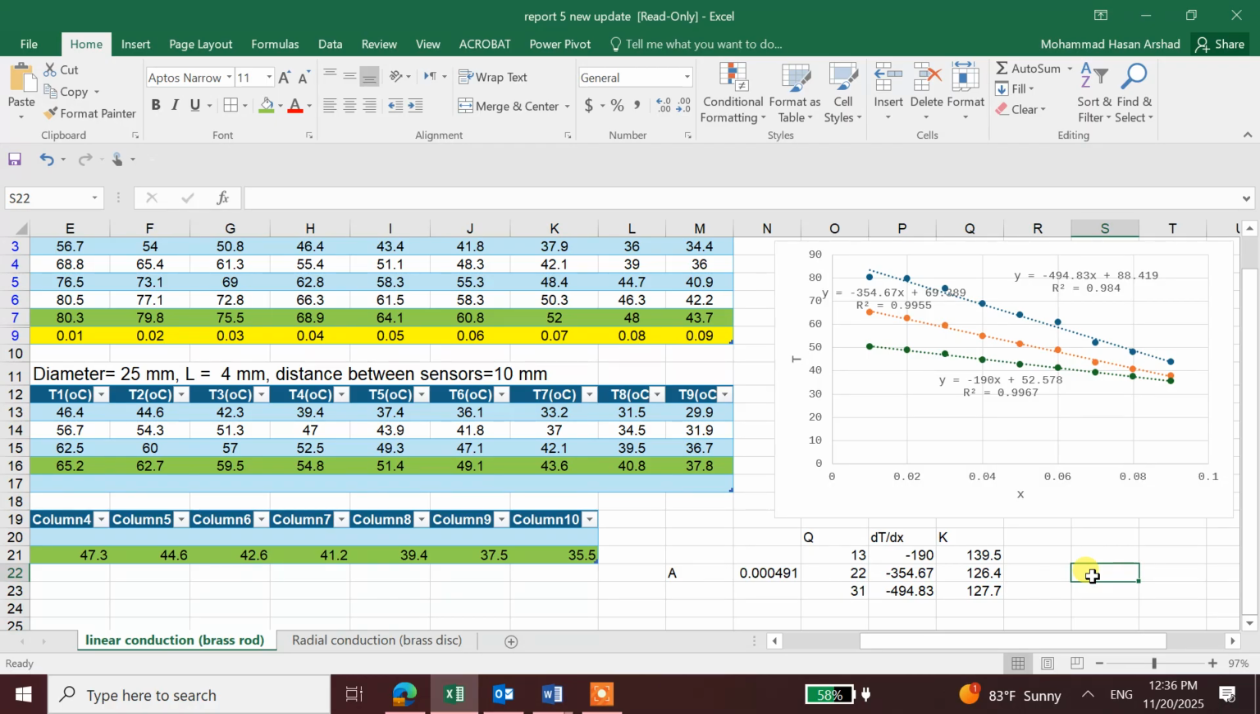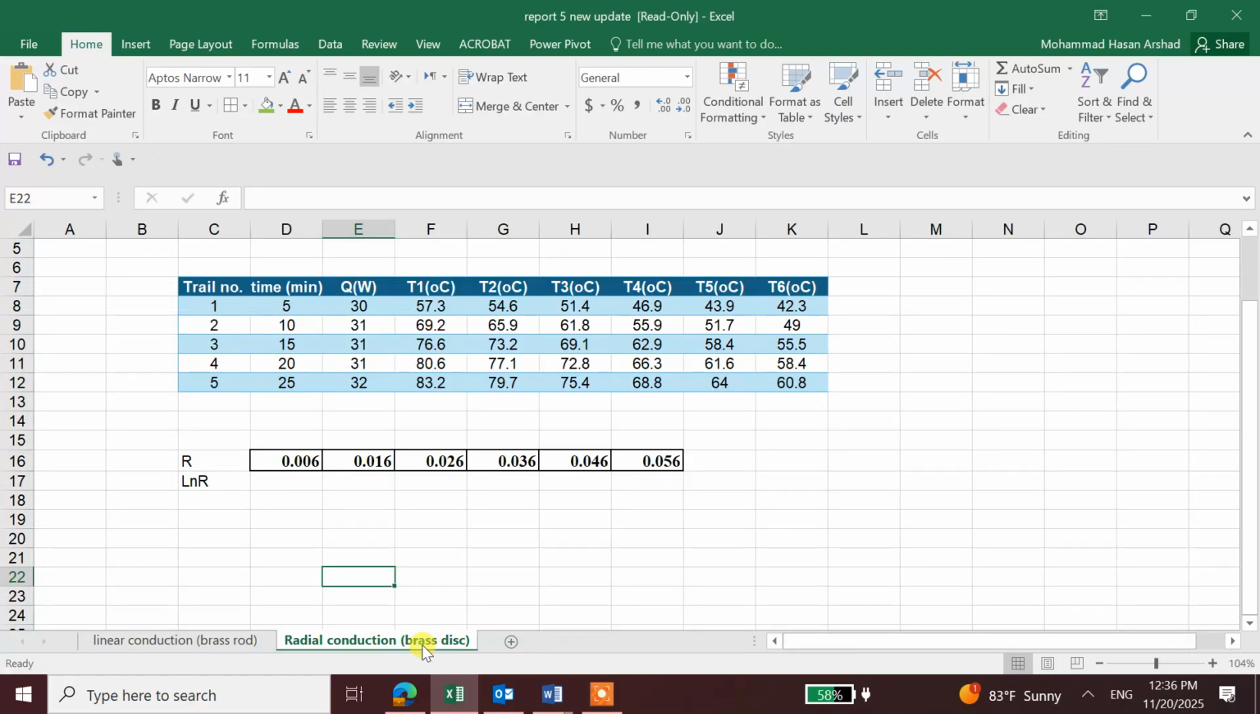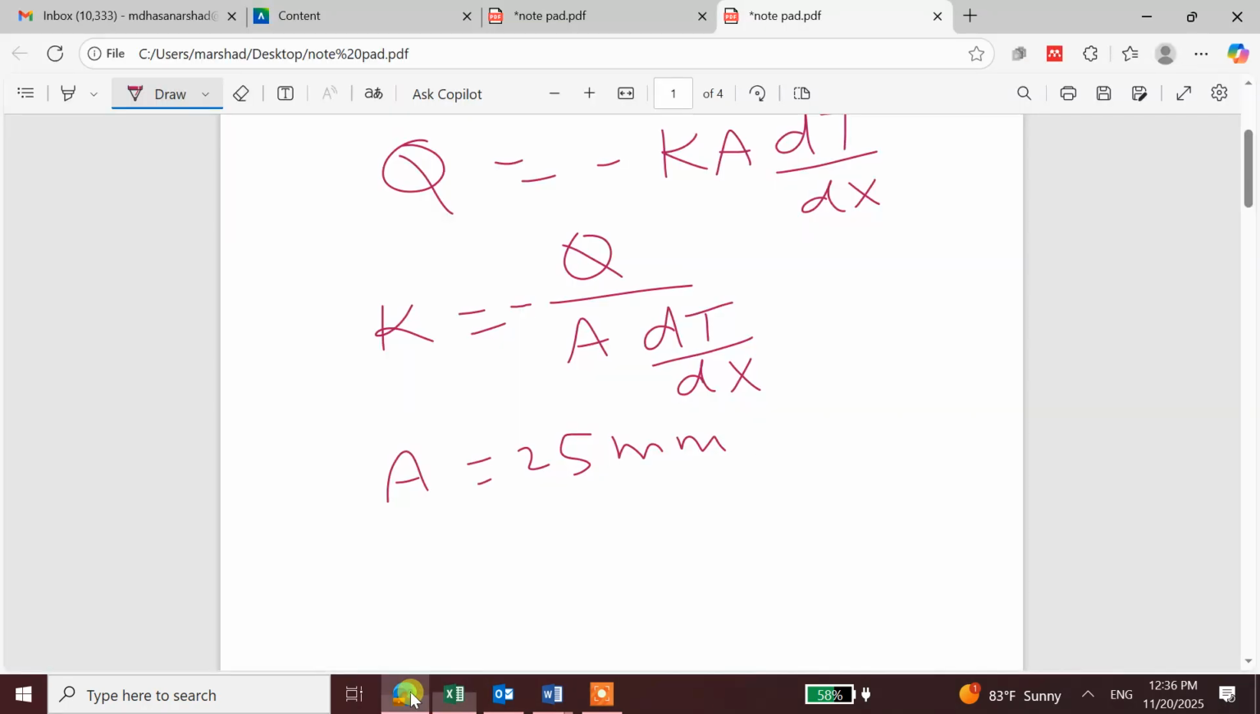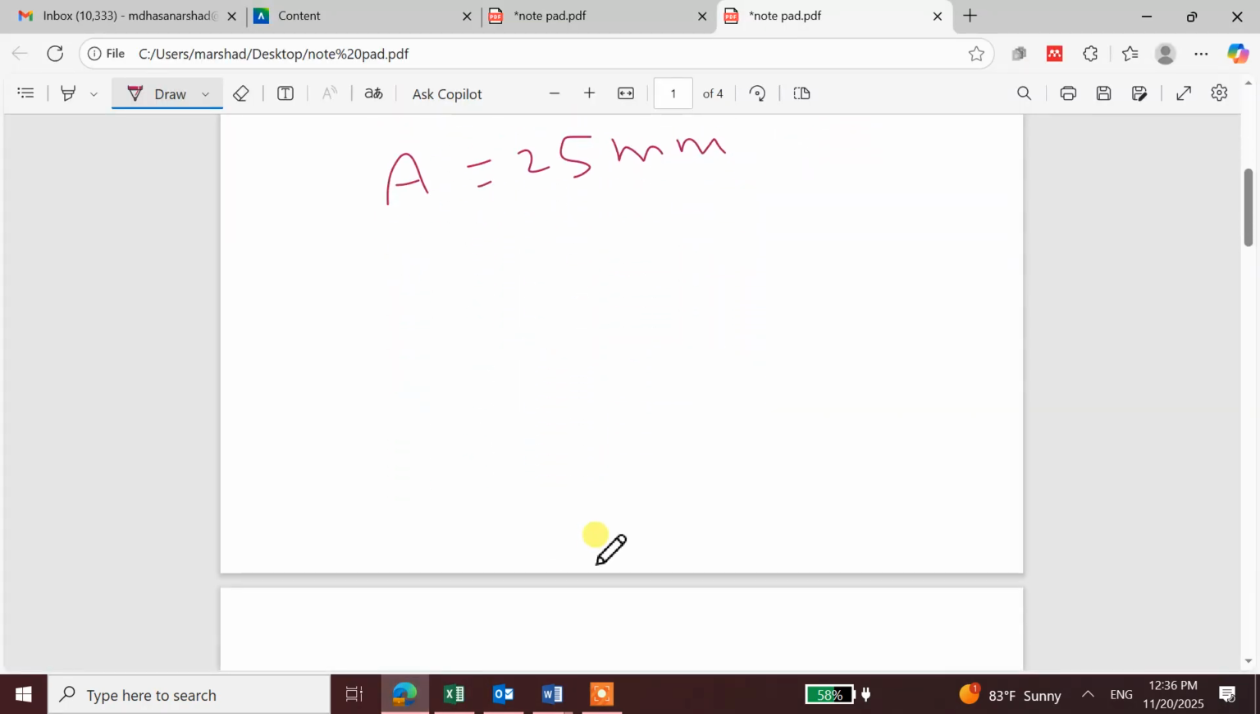So slope dT, so this is from axial. Now radial. Radial you need to understand. So now see here, this is the data again with time. Again with time, this is the radial position. So radial conduction, how it is happening. So if you look at the front view, it is like this.